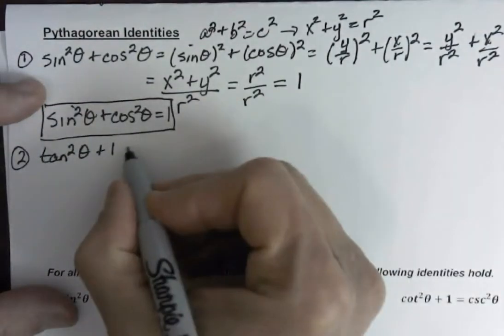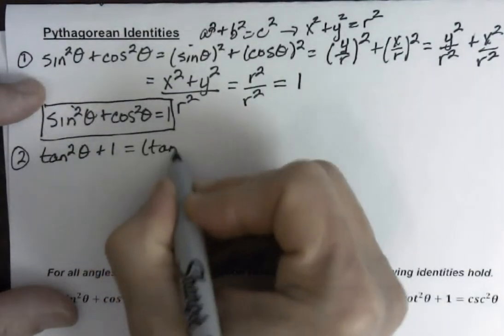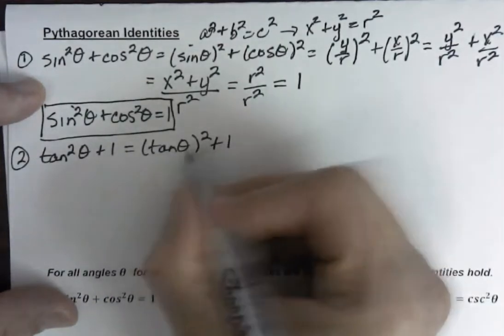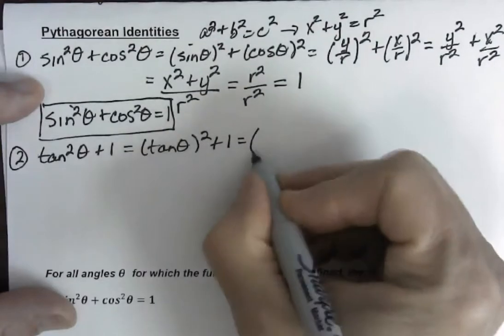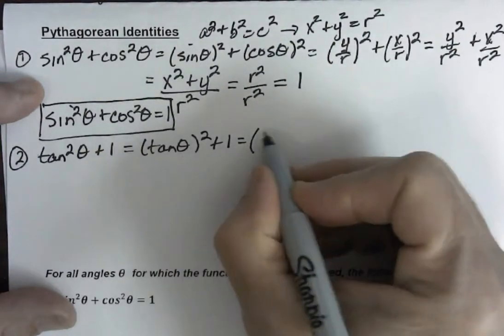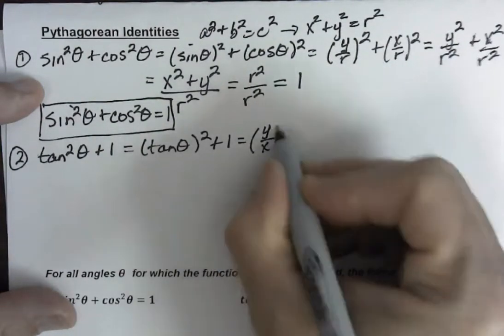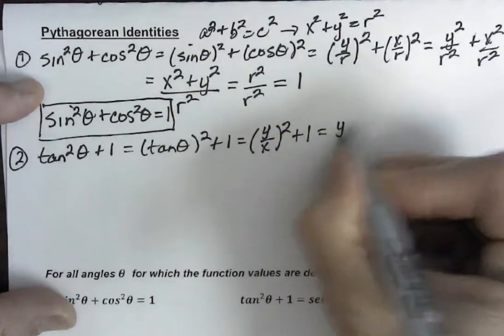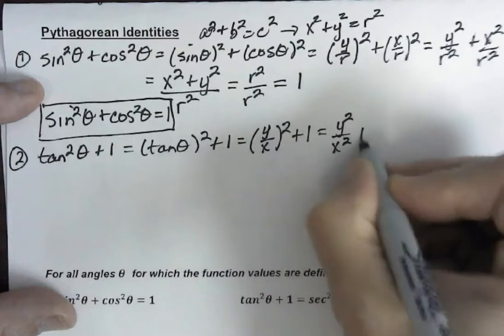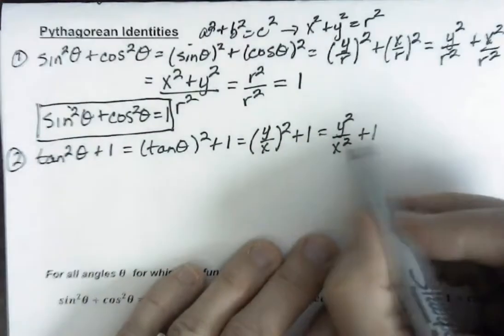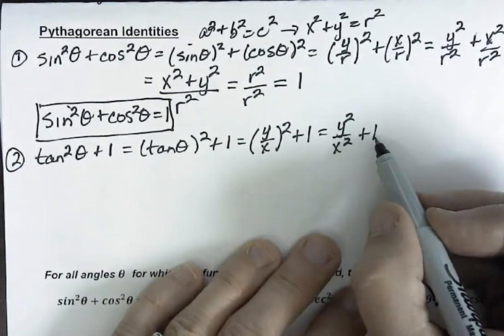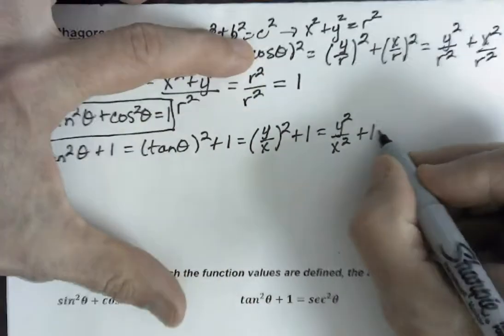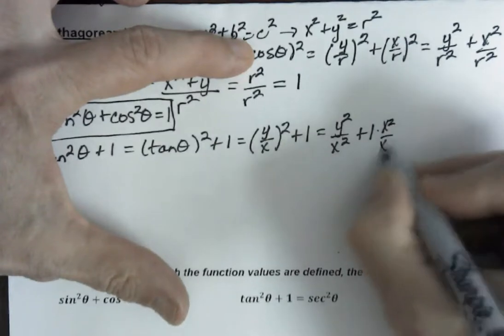We can do the same thing with this one. So we can write this as tangent theta quantity squared. Then we can rewrite tangent theta with its trig definition, which is y over x. We can simplify this to y squared over x squared. And then these two, we need to get a common denominator. That common denominator would be x squared. So we're going to multiply the top and bottom of this by x squared.